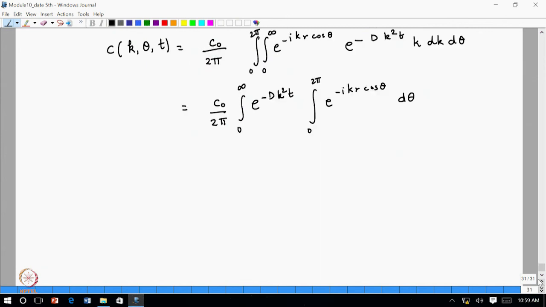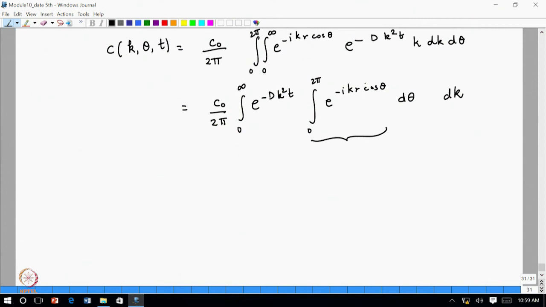So essentially this represents a solution of this wave equation. Now this integral is a function of k and a function of r, with d theta, and I have a d k. So this is a function of k and a function of r.